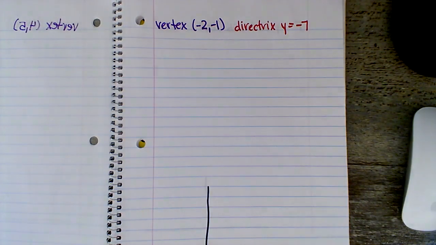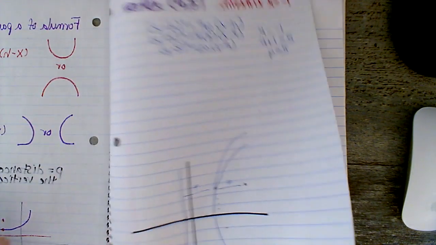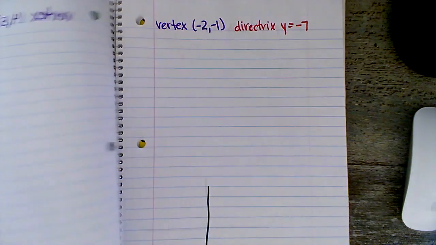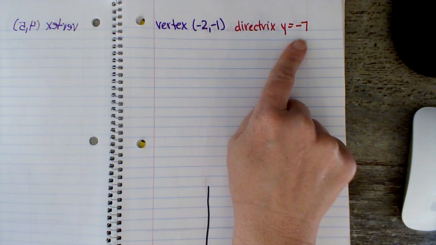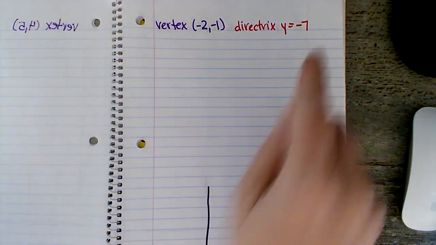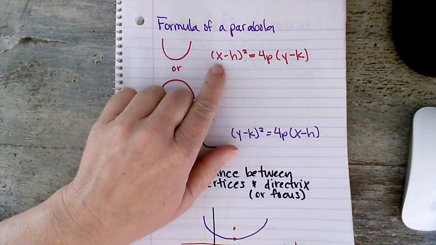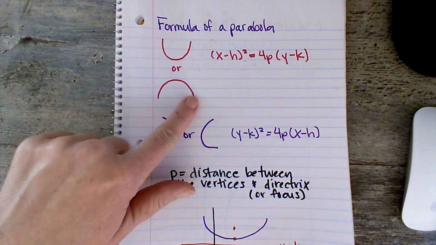So here's a second example of how to find the formula for a parabola, but this time we're given a directrix of y equals -7. Remember, in the last example we had the directrix x equals something. This time we have y equals something. So what is that going to tell us? Remember I told you the trick: if your directrix is y equals something, that means you start with the formula with x, opposite day, right? Because your parabolas are going to go either up or down.